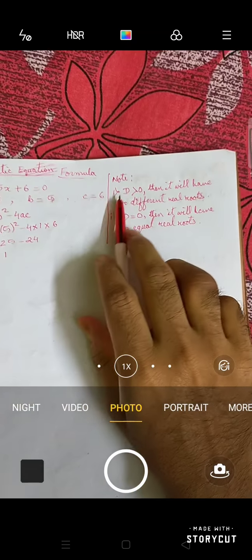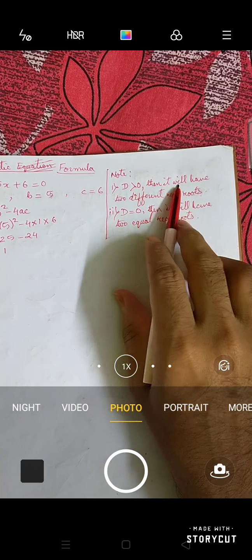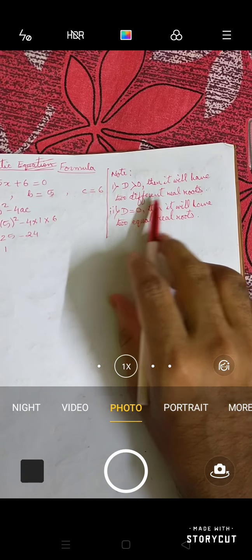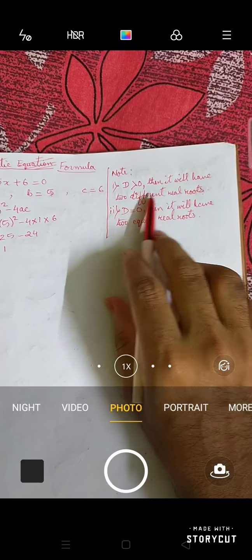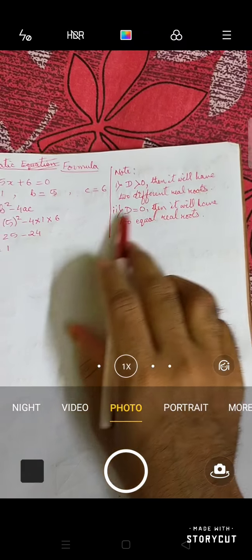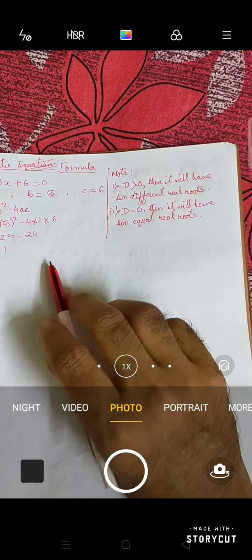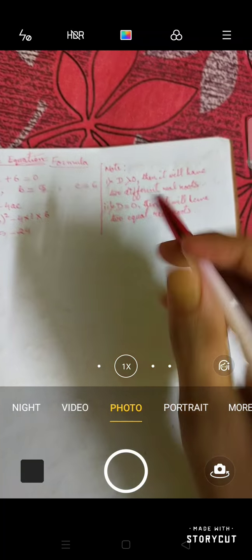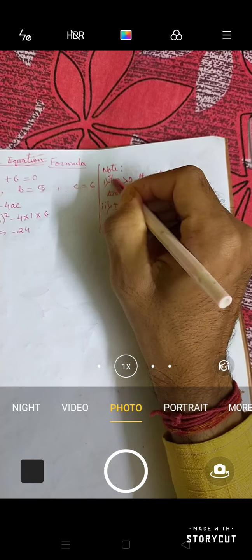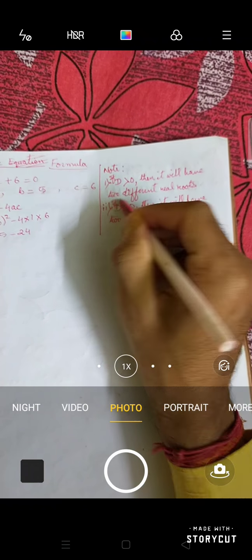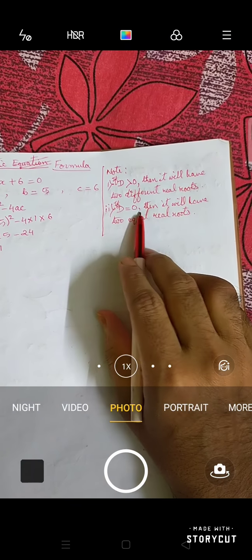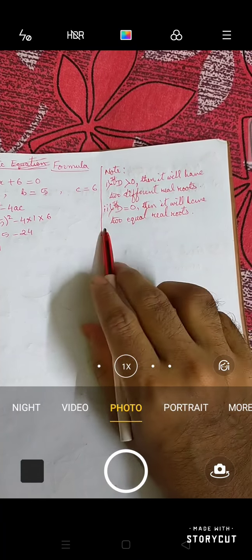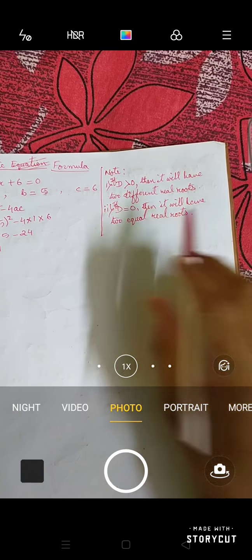So first one is if D is greater than 0, it will have two different real roots, or you can say two distinct real roots. Instead of different you can write distinct. If D equals 0, oh sorry, I forgot to write if in both cases. If D equals 0, then it will have two equal real roots, both will be the same.